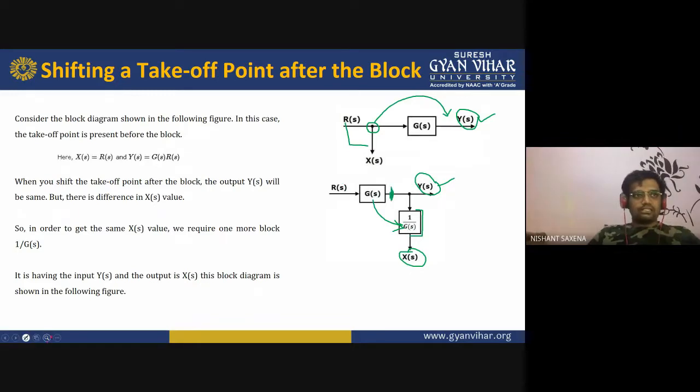Now look at this, the output at this end is equal to R(s) into G(s). And over here, the input X(s) is only R(s). So we have to multiply by another block, 1 upon G(s), with this takeoff point to keep X(s) similar. Is this clear?